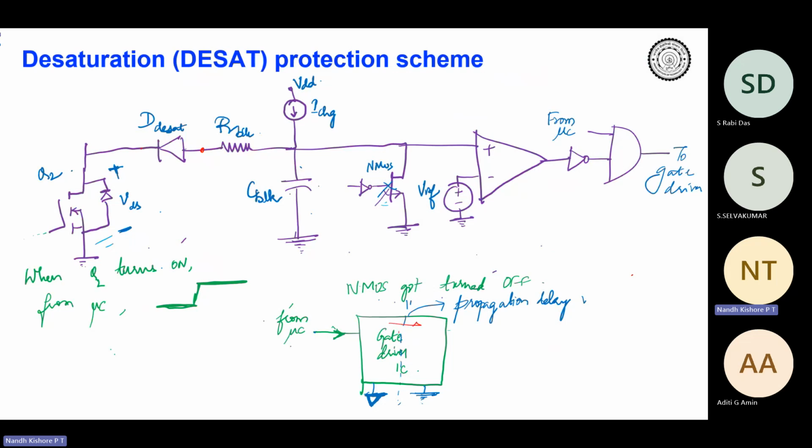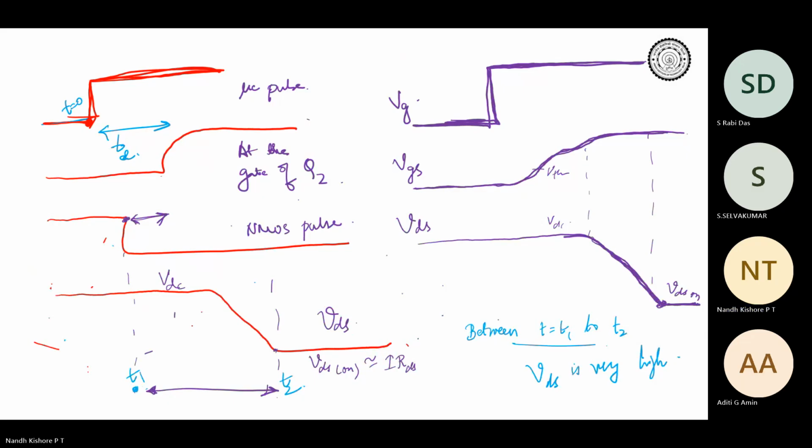But beyond the gate driver also, we know this is the point at which the output comes from the gate driver. The RG and the C combination delay will be there. Because of that, it will take some time for the gate voltage to rise, and only after your gate voltage starts rising will your VDS fall, right?